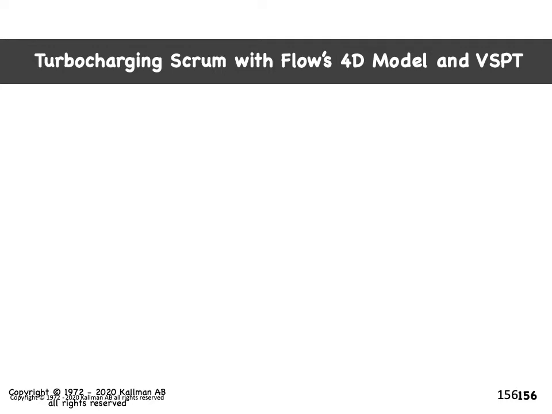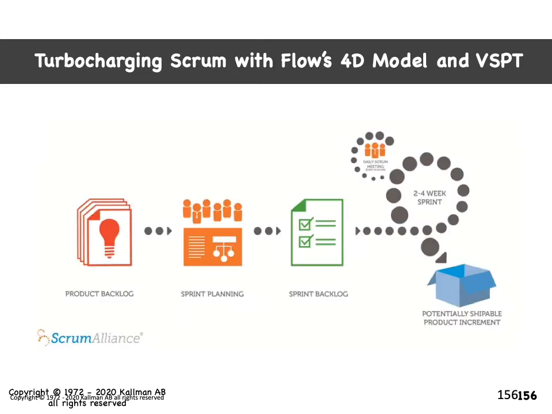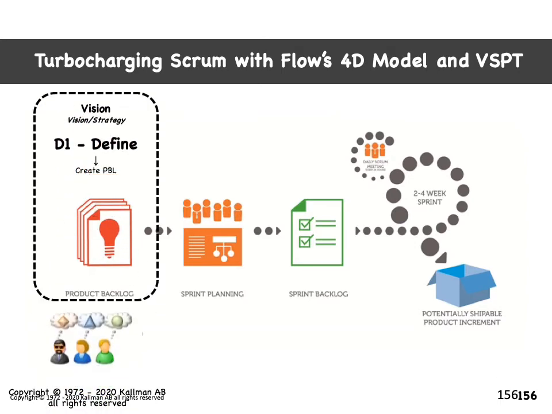So I'm going to show how we turbocharge Scrum using Flow's 4D model and the VSPT model together. We start with your basic Scrum process, and then I'm going to show you how this works. Your product backlog should encompass the entire vision of your product.